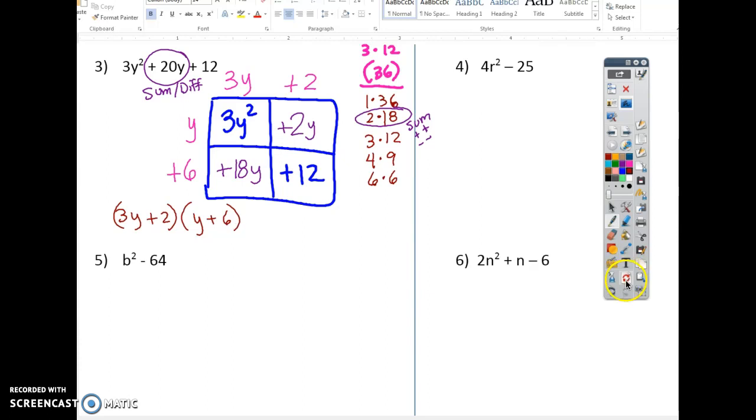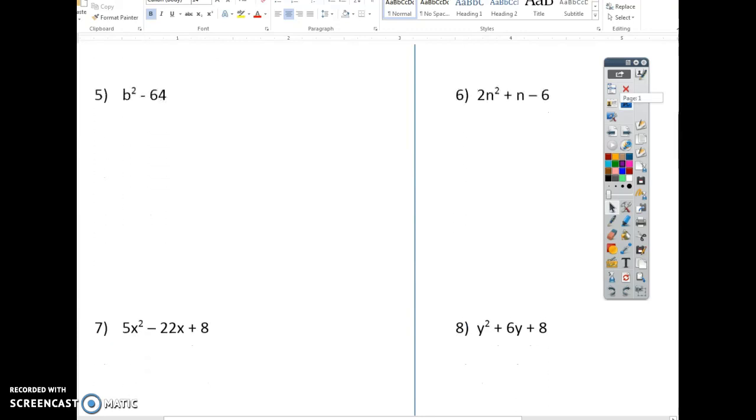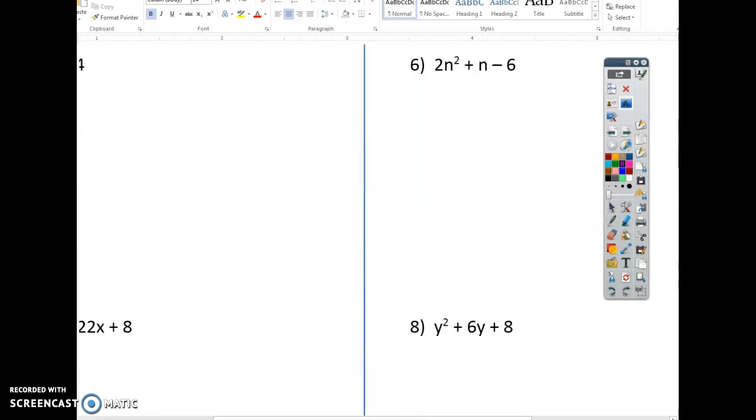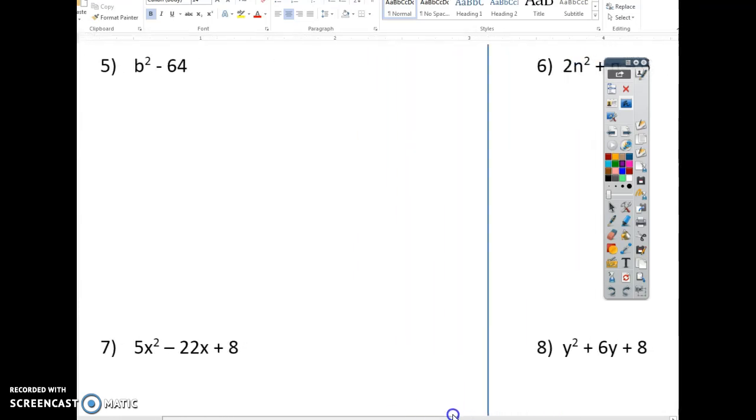Okay, now number 5, and number 5 is a little bit different, but it's the same thing that we've been doing. Let me make it a little bit bigger. Okay, number 5. Number 5 is missing a term. See down here you have x squared, you have x, and you have a number. Well, this one has b squared, but it doesn't have a b. So really it's like b squared plus 0b minus 64. It's the same thing. Es lo mismo.